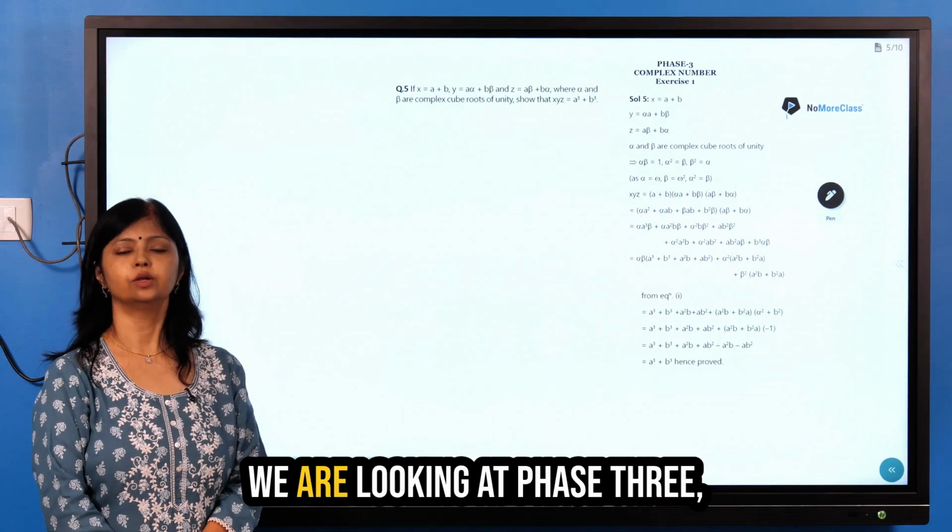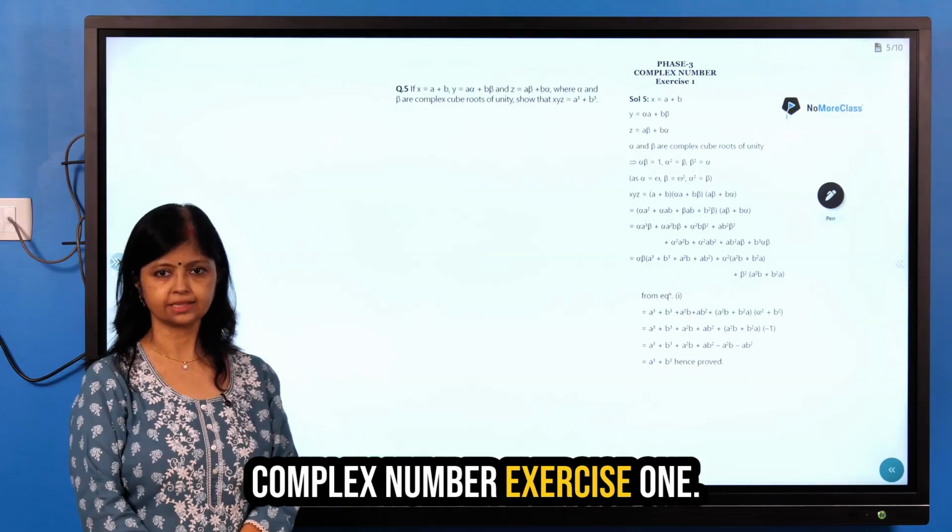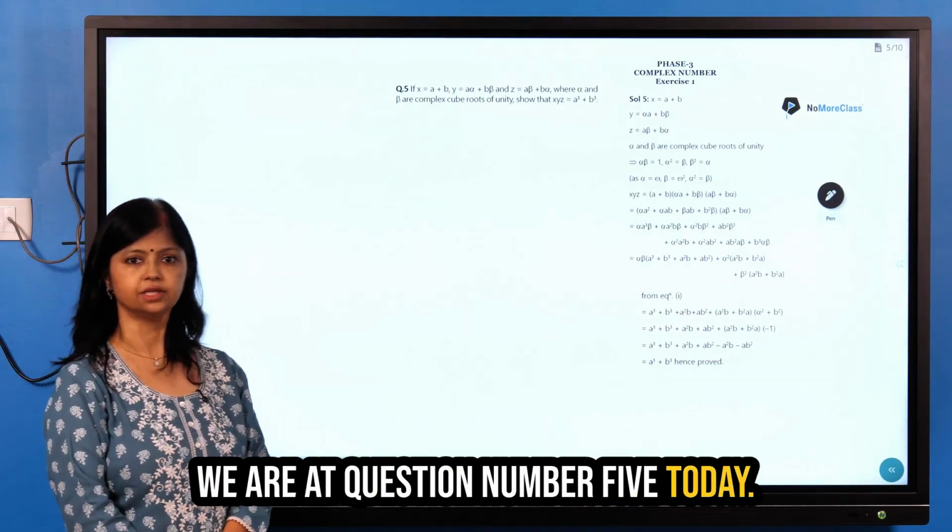Hello everyone. We are looking at phase 3 complex number exercise 1. We are at question number 5 today.